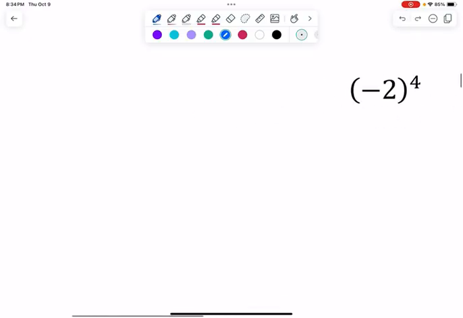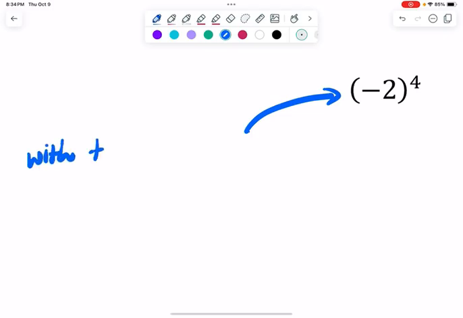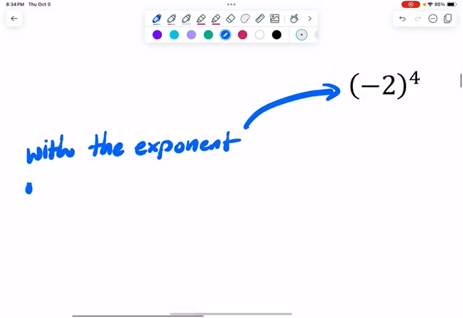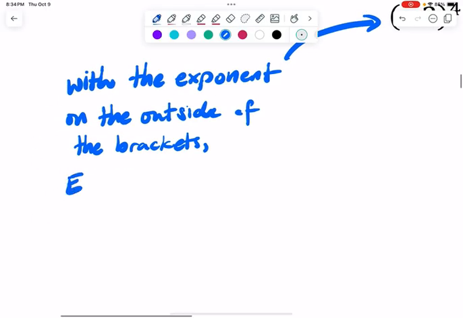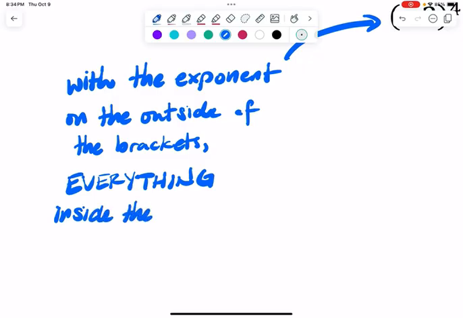So worth noting is that with the exponent on the outside of the brackets, everything inside the brackets is included in the repeated multiplication.